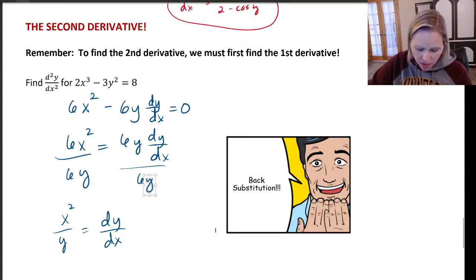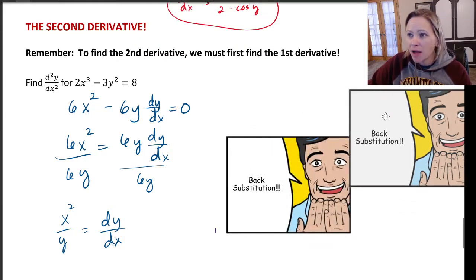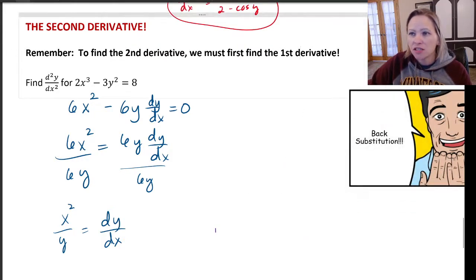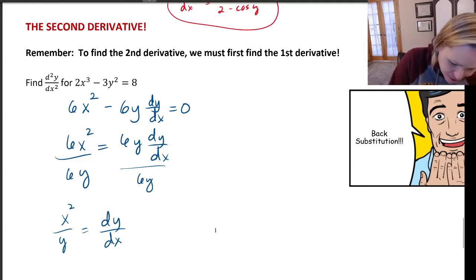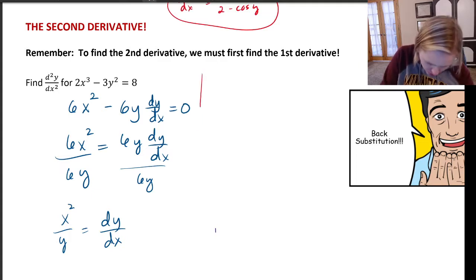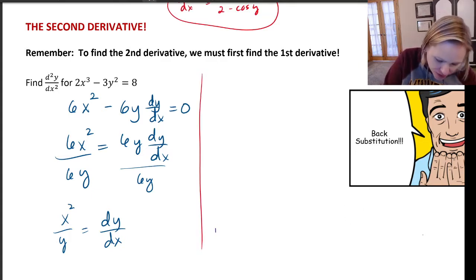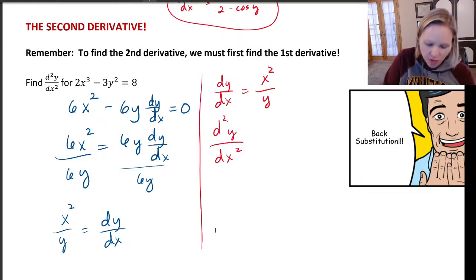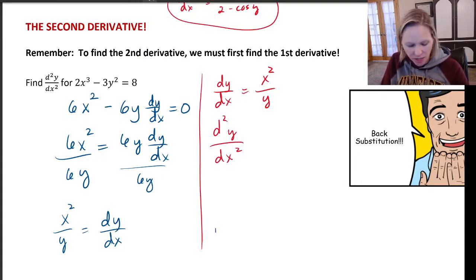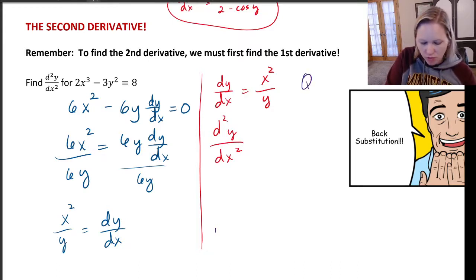And as you can see by my lovely little graphic here, we're going to have to do some back substitution. So let's see what Mr. Surprised and Excited is so surprised and excited about. Here we go. So if dy/dx is x squared over y, then for the second derivative, pay attention to what's being squared here, the d on the top and the x on the bottom. I'm going to have to use the quotient rule. Dun dun dun. Quotient rule.